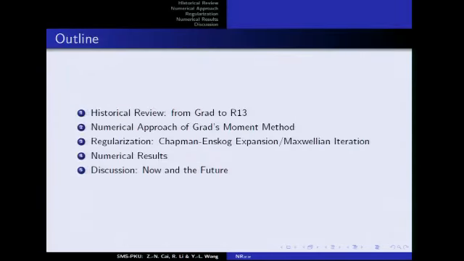So this is the outline of the talk. I will have some historical review, mainly to make clear what the word NRxx stands for, and then I will play the game to make the numerical approach for this moment method, and then the regularization of the moment system, and at last some numerical results.